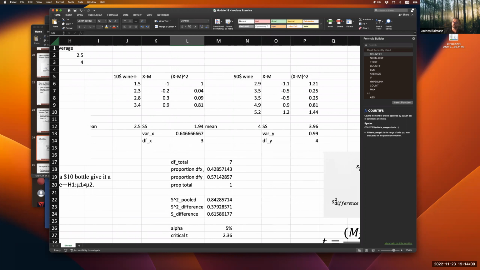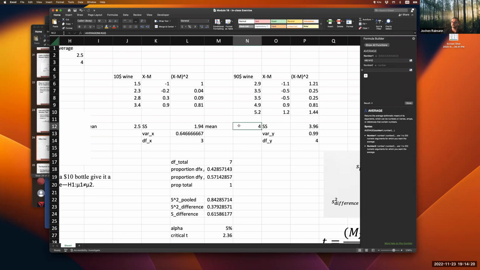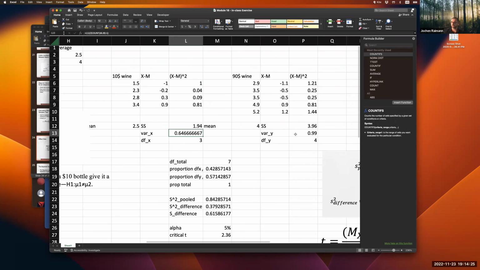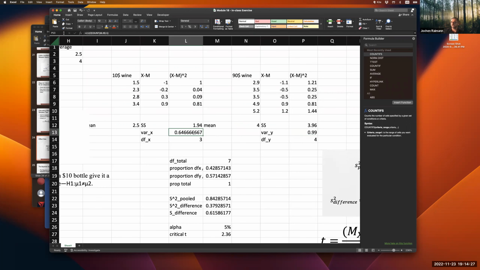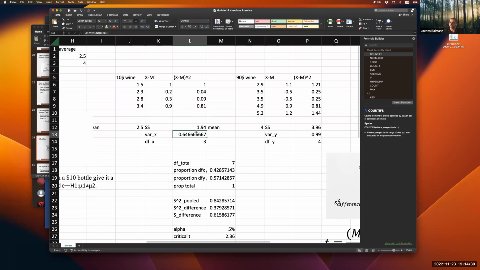So we have 2 groups. Both groups are being told they're drinking a different quality of wine. They're either drinking $10 or $90. We have 4 ratings from the $10 group. We have 5 ratings from 5 individuals in the $90 wine group. We get 2 different means. We get 2 different sums of squares, which are substantially different. We get 2 different variances based on these sums of squares, which indicates that there's a different level of variability between both groups.